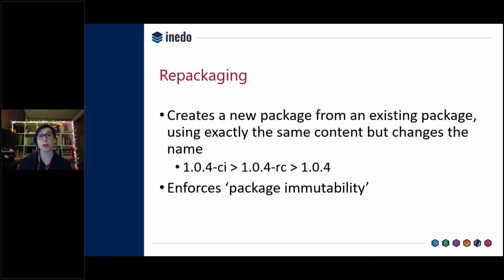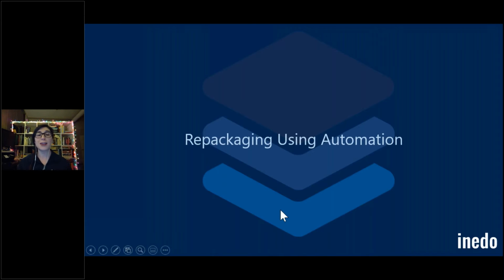That will be the one that can go to production. No matter which of these versions you use, using repackaging to enforce semantic versioning is the way to do the job right the first time, because it enforces package immutability, the general best practice rule that states that once a package is created, it should not be altered. So let's see this in action.